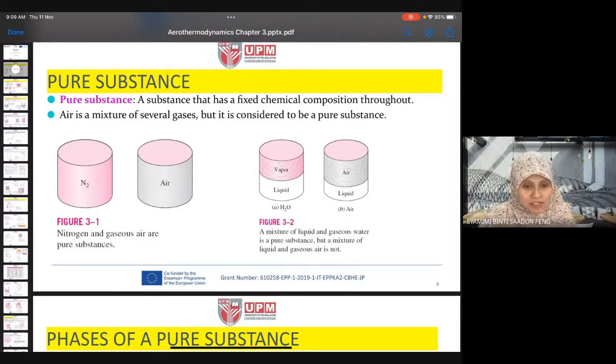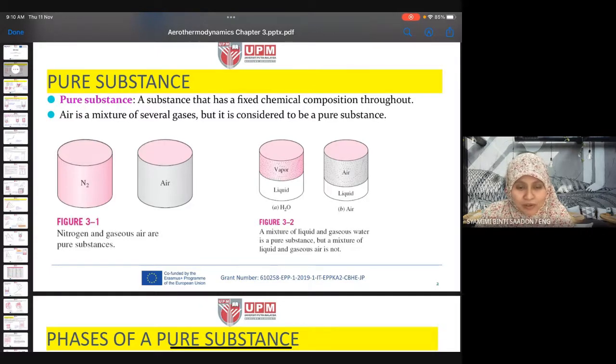Okay, pure substance, this definition. What is pure substance? When we say pure substance, it is a fixed chemical composition. A substance, a fluid or material, that has a fixed chemical composition throughout. So for example, air, nitrogen, oxygen, right? Those are what we call pure substance.